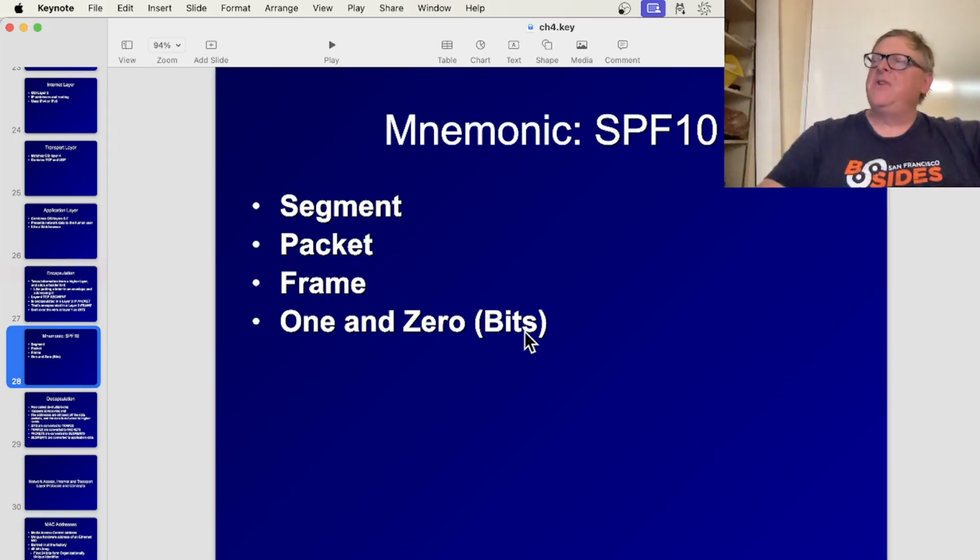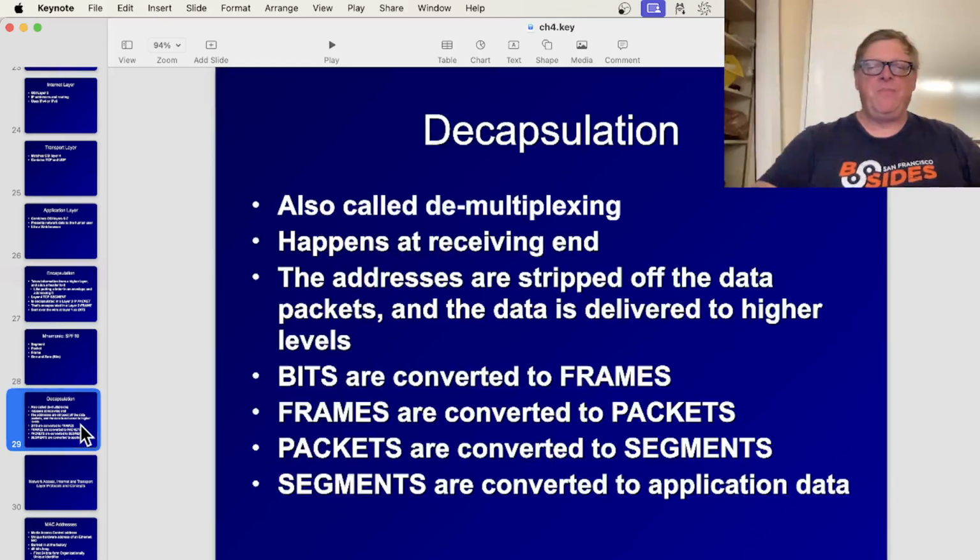So at the bottom you have bits, that's the physical layer. Then you have frames above that, Ethernet frames with MAC addresses. Then you have IP packets with IP addresses. And then you have TCP segments with port numbers. So that's the way it works.